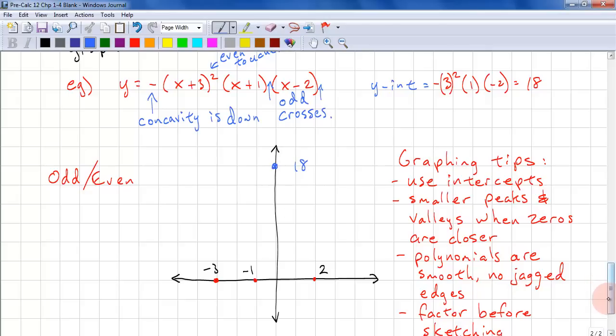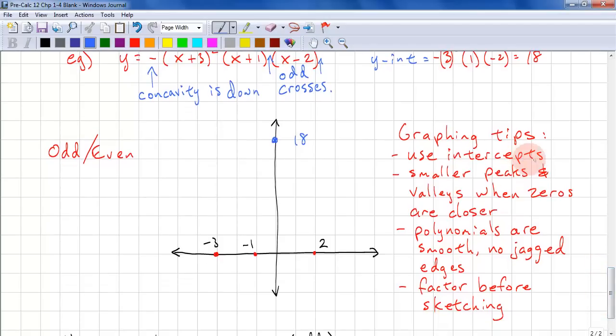Before we graph, let's just cover some graphing tips. We use the intercepts, so we have 4 intercepts. There are smaller peaks and valleys when the zeros are closer together. The polynomials are smooth and no jagged edges. And you always factor before sketching. Fortunately, this one is factored for us. We look at the zeros. These two are closer than this one. So this one will have a bigger peak than the valley here.